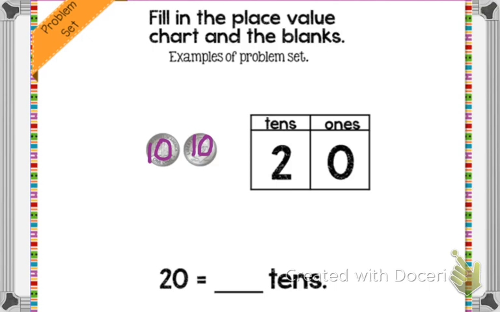Now, looking at my place value chart is going to help me so much in this one, because it says 20 equals a blank tens. Well, I know that 20 is how much I have, but I know that I have 2 tens right here. 20 is my value of how many dimes I have, but 2 tens says how many tens I have. So 20 equals 2 tens.